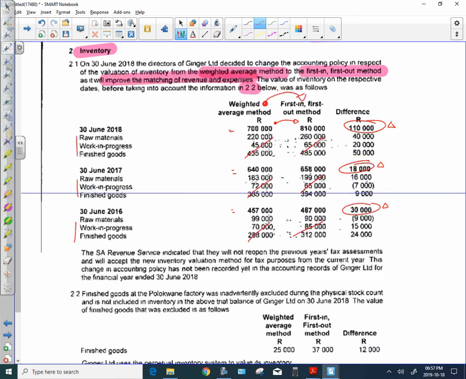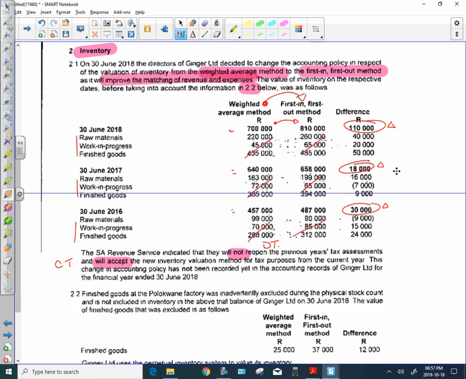Right, then SARS says that they will not reopen previous years' tax assessments. If they say they will not reopen, what does that mean? What do we have for previous years? Deferred tax. And they will accept the new inventory valuation method. That means what do we have for current year? Current tax, not deferred tax anymore.